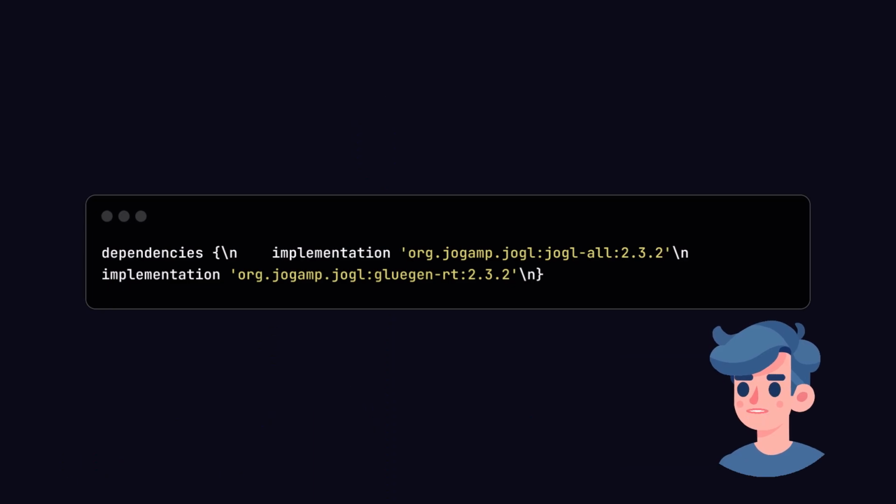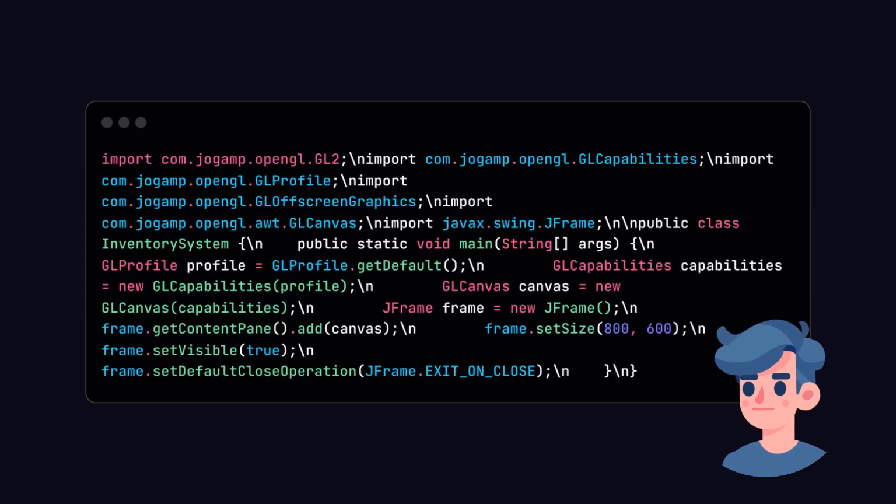Now let's get started by setting up our environment. We will be using Java along with the Java 3D library. You can download the Java 3D library from the official website or include it using Maven if you're familiar with build tools. Let's set up a basic Java application that will serve as our canvas for the inventory system. We need to create a main class and initialize the 3D canvas.